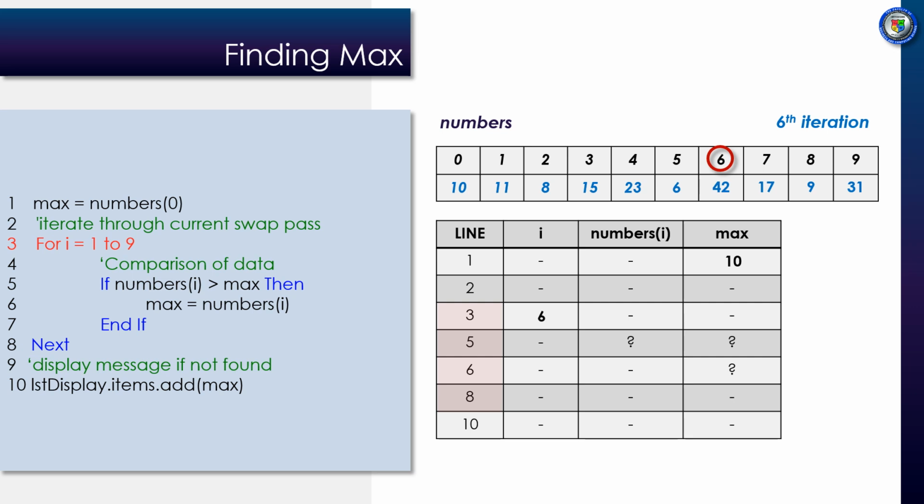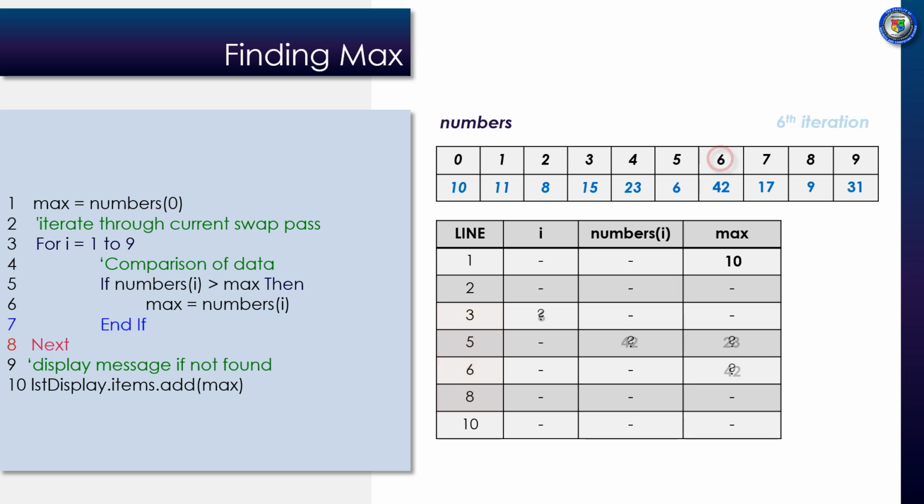Index 6, which is the 7th position in the array. Again, we are checking our condition, numbers[i], which is 42 in this case, if that is greater than max, which is 23, which it is. That condition is met, therefore we will replace the value inside our variable max with the value 42.